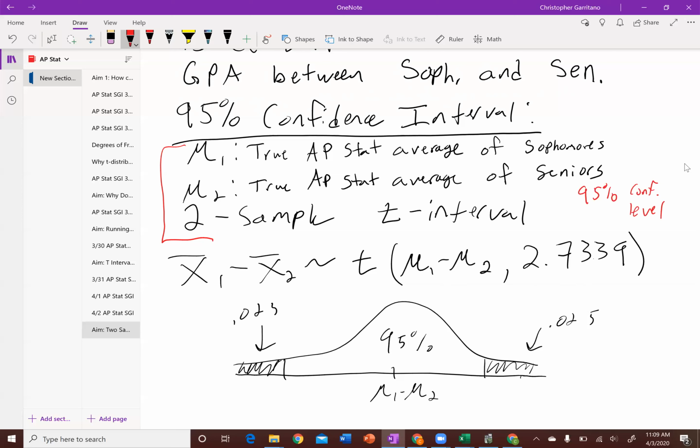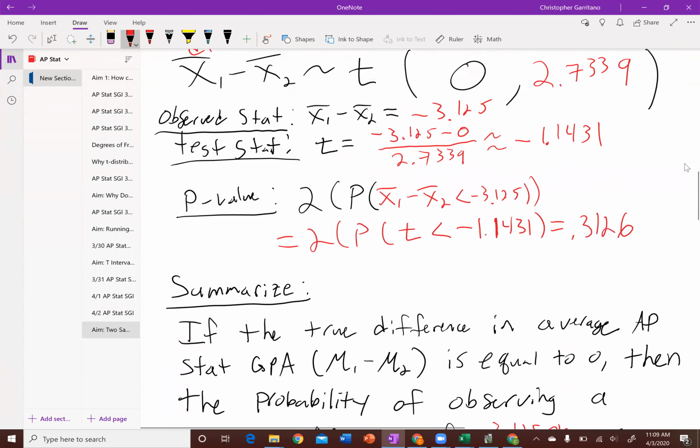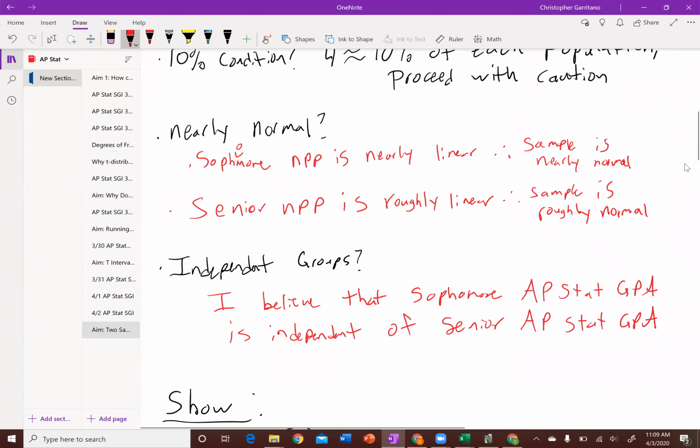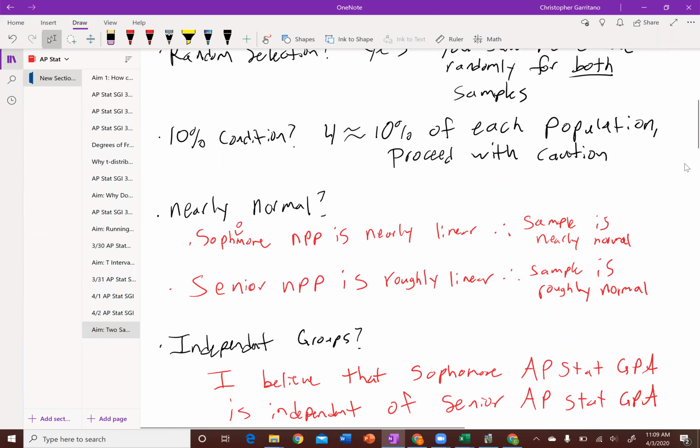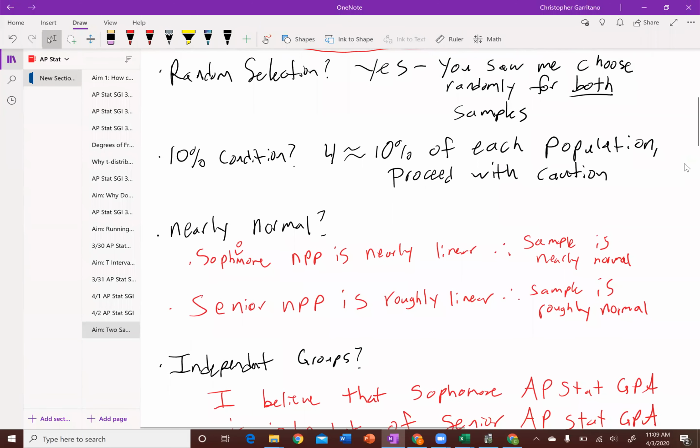As far as the conditions go, I'm skipping that step because the conditions for a two-sample t-interval are exactly the same as the conditions for a two-sample t-test. So I'll scroll up to what we did earlier to show you what those conditions are. We have the random selection, the 10% condition, the nearly normal condition, and independent groups. These conditions are identical. None of these conditions actually depend on the null hypothesis, and therefore the conditions here and the conditions for the confidence interval are exactly the same.